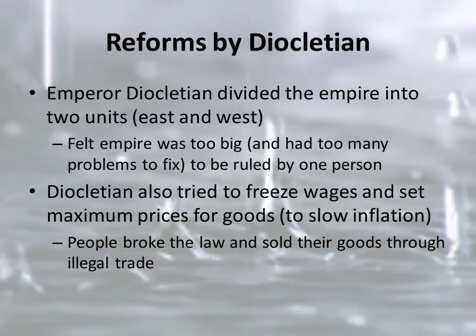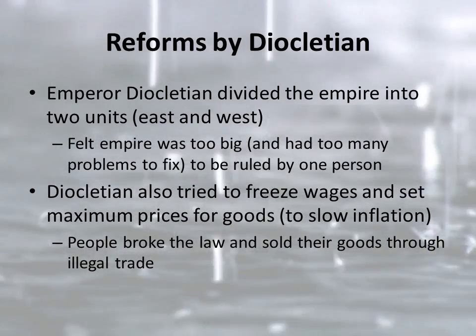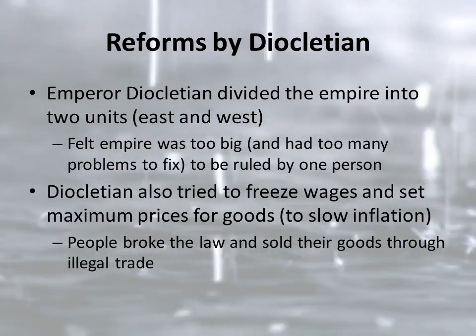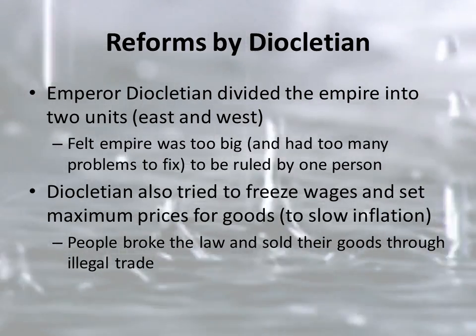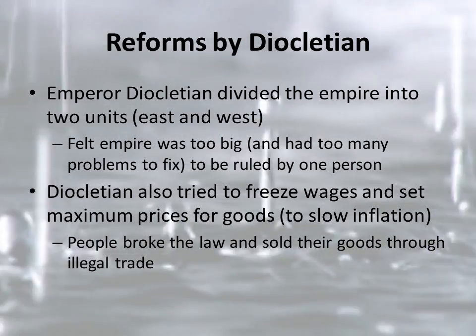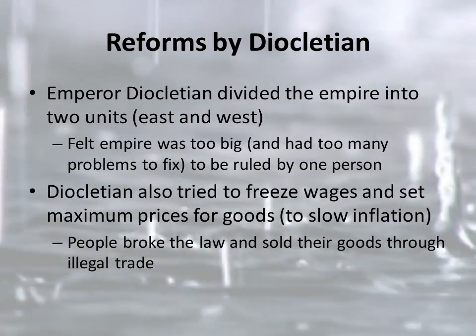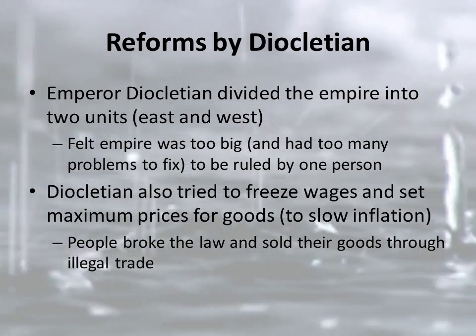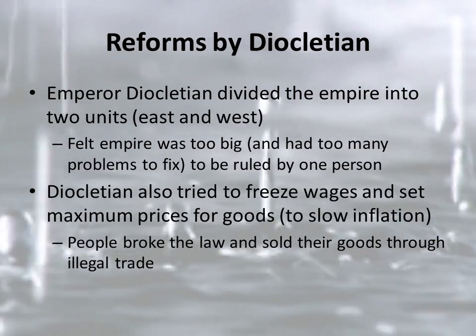The economic reform that Diocletian made was he tried to freeze or stop wages from rising, and he tried to set maximum prices for goods. Now he did this to slow that problem of inflation. However, people just broke the law that Diocletian made against raising prices and wages, and they sold their goods through illegal trade.